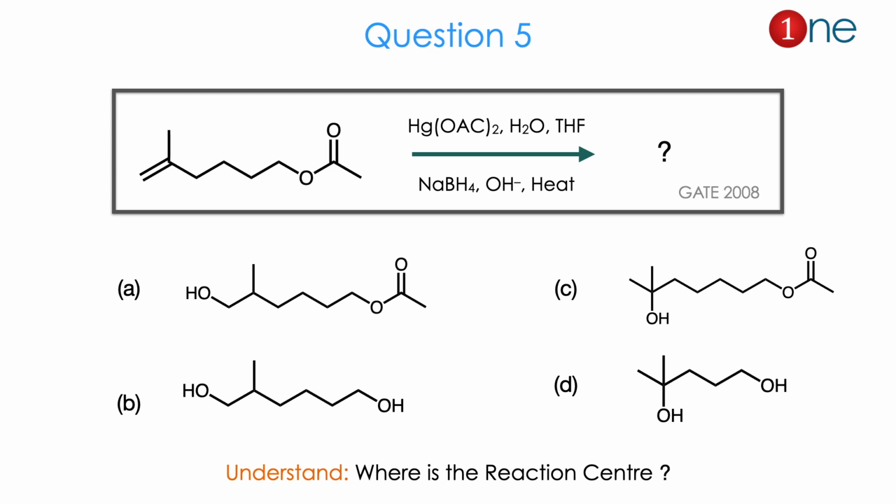Then question number 5. The starting material is a linear system which has an ester at the end and an alkene at the first carbon. You are using mercuric acetate, water and THF. Next step you are using sodium borohydride and base. They ask you to find the product. The product can be a simple alcohol, but where is the alcohol formed, at the first position or the second position, and what happened to the ester? Is the ester reduced or removed along the way? So from the reactant to the product along with the reagents, where is the reaction center? The answer is D. Let us see how.